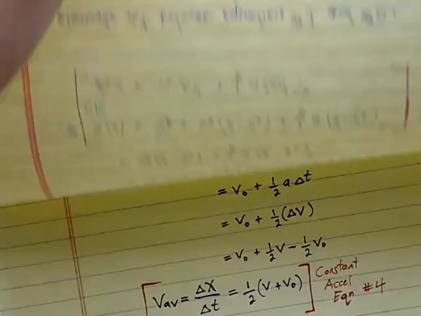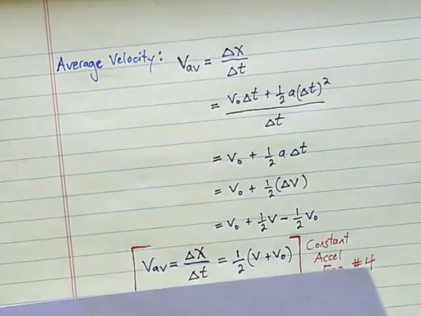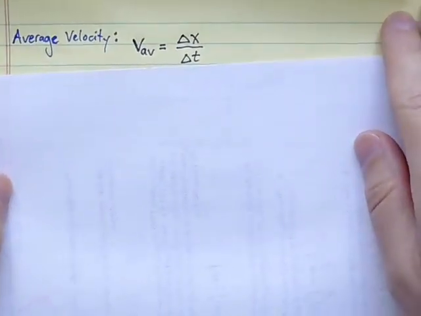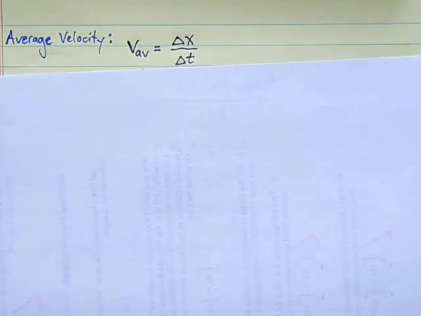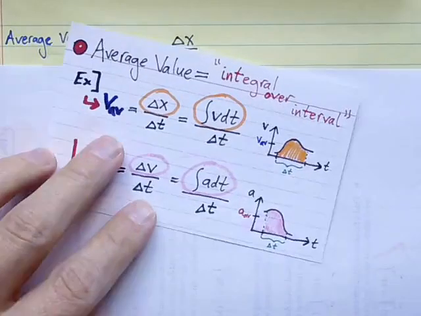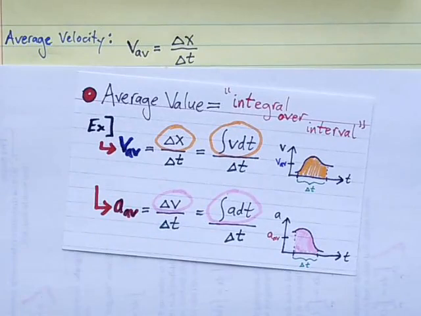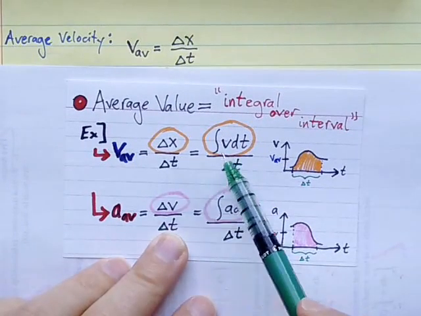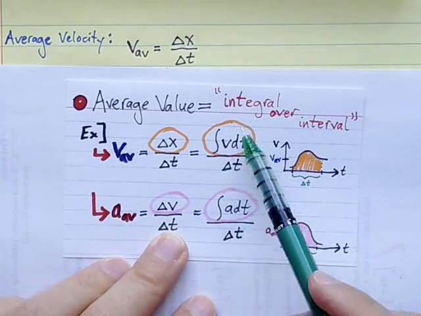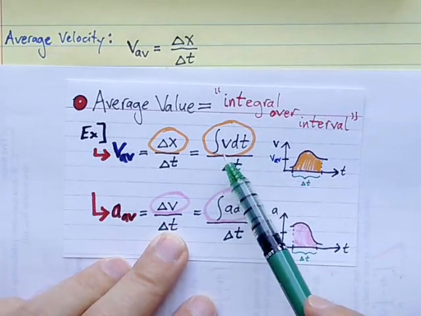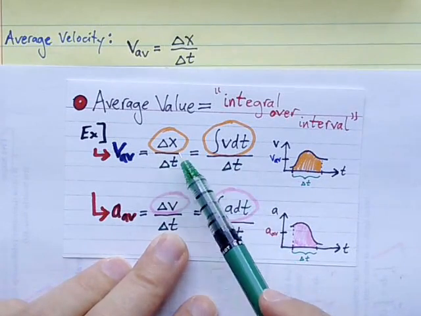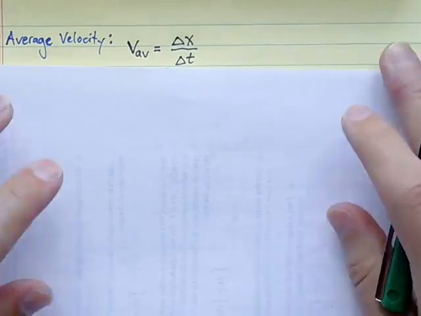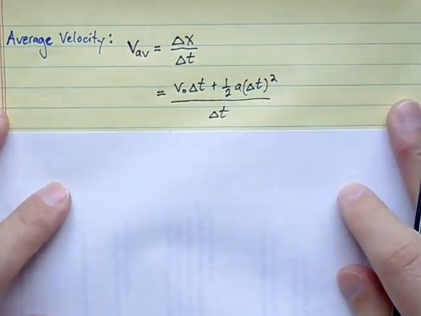And the fourth constant acceleration equation, which is very handy but often overlooked, is the one that comes from our definition of average velocity, integral over interval, delta x over delta t. We already performed this integral, integrated v dt to get constant acceleration equation number 2. So we've got this expression for delta x. So let's see what happens when we utilize that.